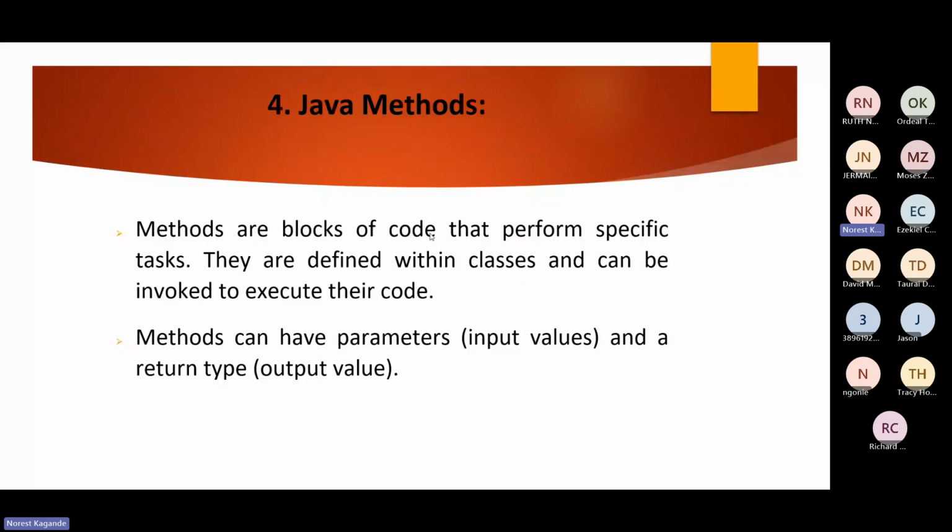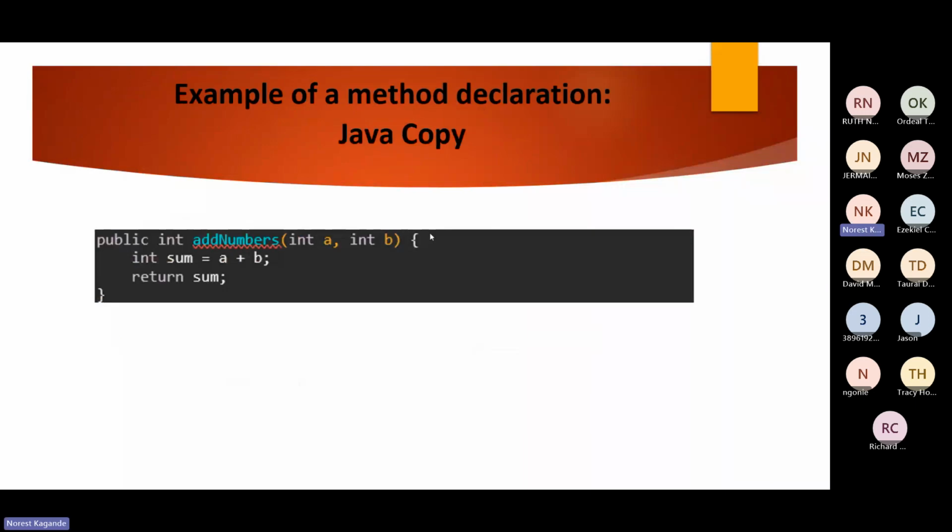Then we move on to the fourth one, which is Java methods. Methods are blocks of code that perform specific tasks. They are defined within classes and can be invoked to execute their code. Methods can have parameters, which are input values, and a return type, which is the output value. We've got an example there of a method declaration: public int addNumbers(int a, int b), then int sum = a + b, then we return the sum.